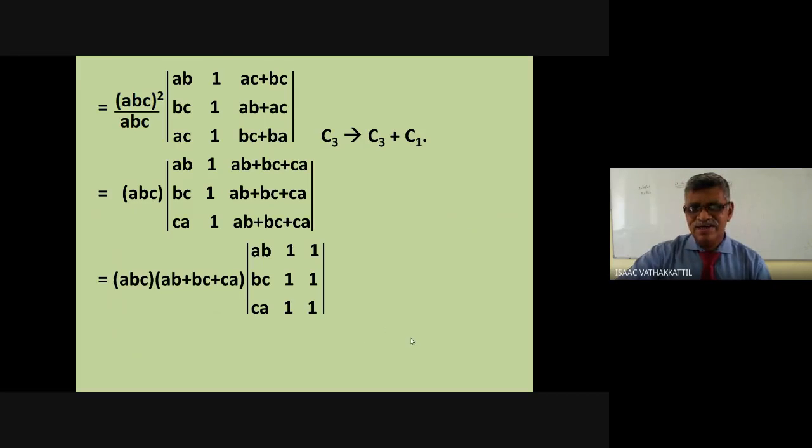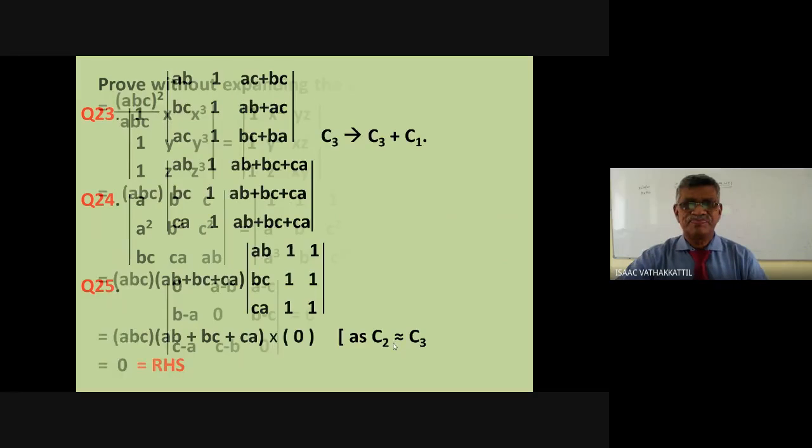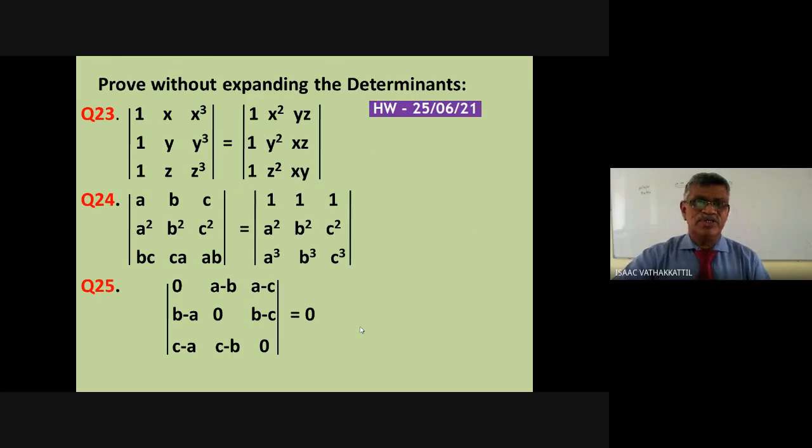See all the points, go through them again and again and make sure you know it. That is 0 because column 2 and column 3 are identical, hence equal to 0, which is the right side. I am very sure you are getting along. You have a few questions here.